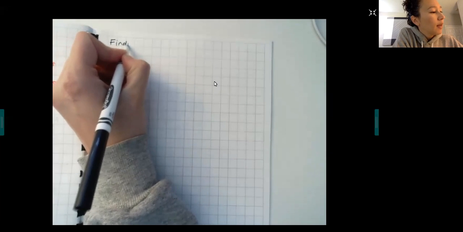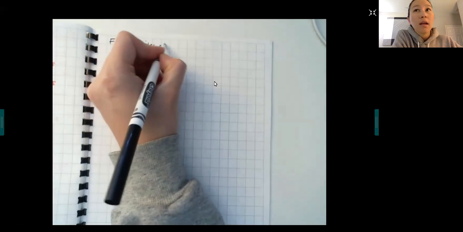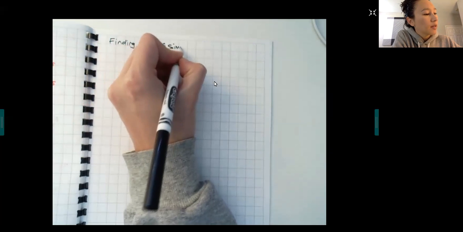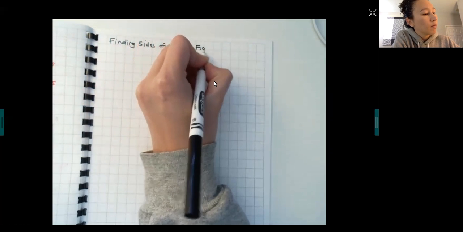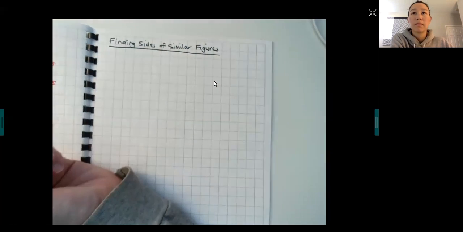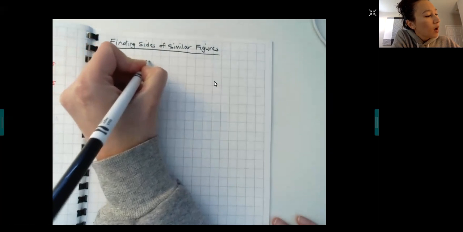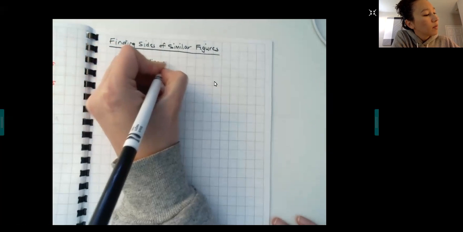Okay, so finding sides of similar figures. So remember, we said the corresponding sides are proportional.